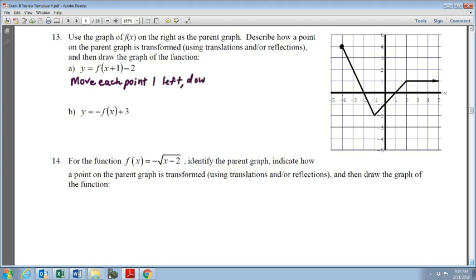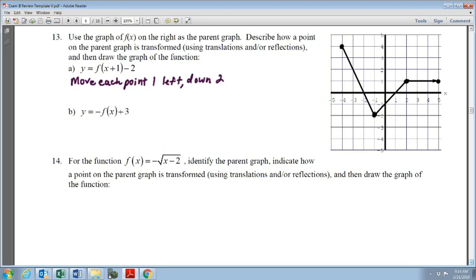So what we have here, first of all, because of the plus 1, we're going to move each point 1 left. Because of the minus 2, we're going to move the graph down 2. We know the minus 2 is totally separate from the x, and that's why we're going to do a vertical shift. The plus 1 is going to cause a horizontal shift, and those are the ones where you go the opposite. Instead of going plus 1 to the right, we actually go 1 to the left. So let's go ahead and move each point 1 left and down 2.